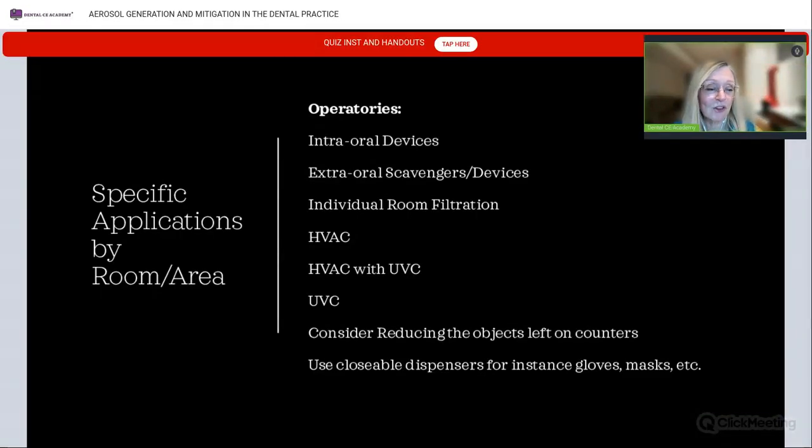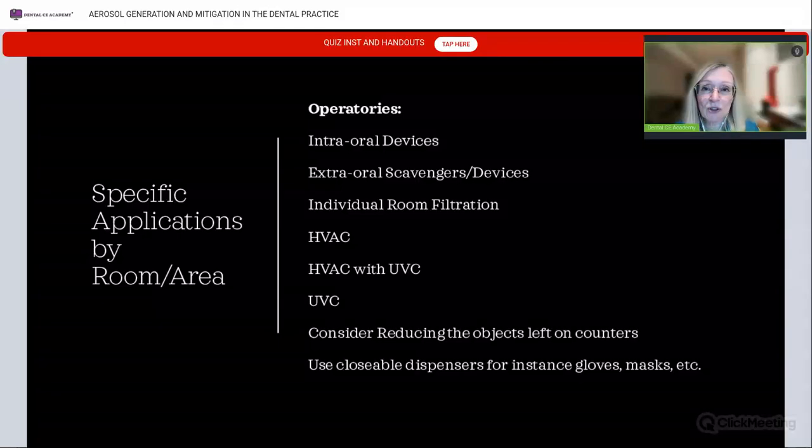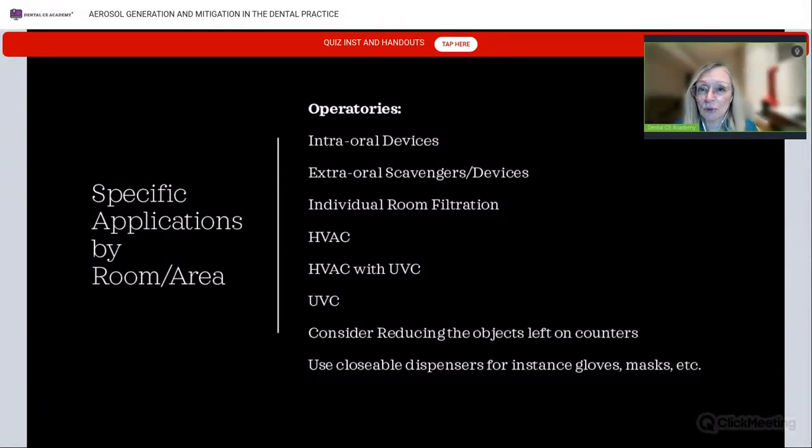And your operatory specific applications by room and area. And you're going to hear Glory review this as well. The operatories: source control, so intraoral devices, extraoral scavenging, individual room filtration, HVAC, UVC. Consider reducing the amount of stuff you have on your surfaces, the objects. If you've got the little glass jars with the cotton rolls and so forth, I would just get everything off of there that you don't need so that you have a nice clean surface to deal with.